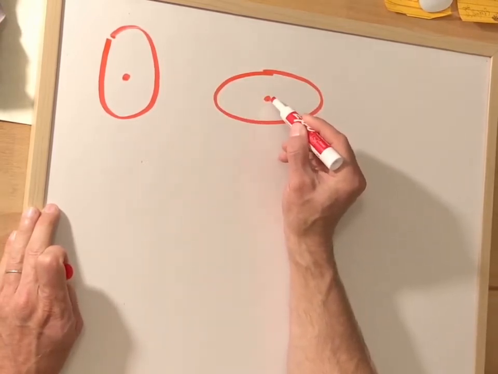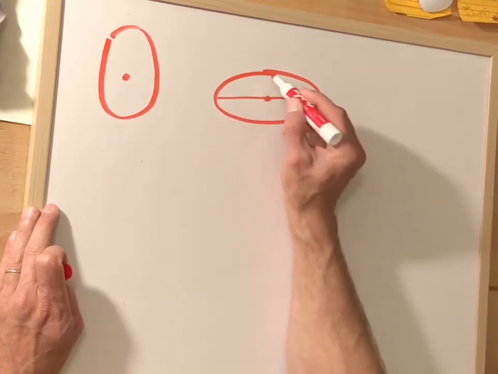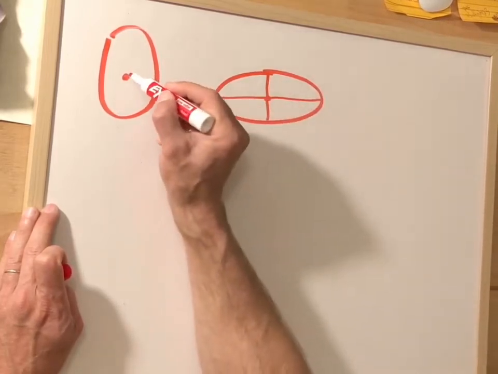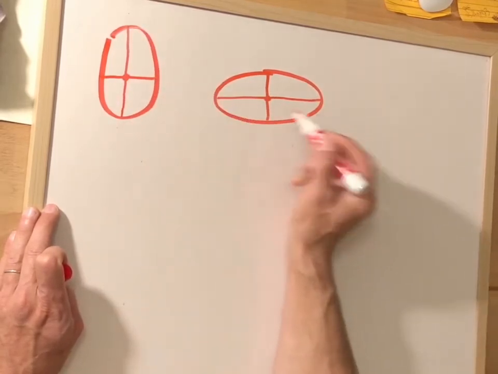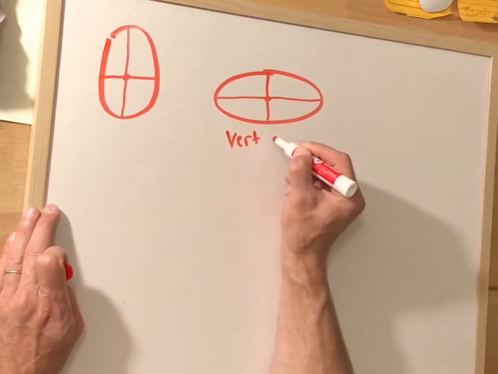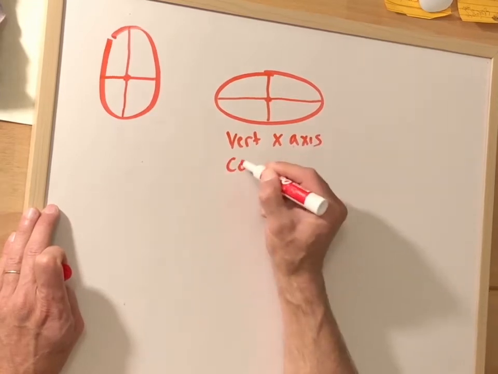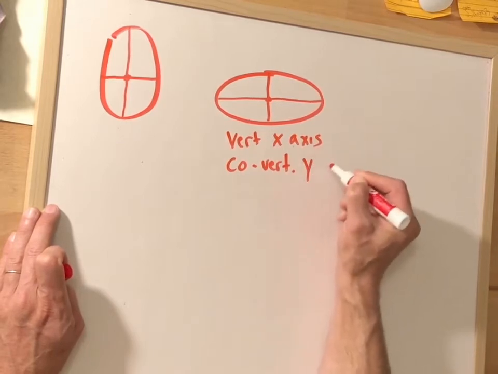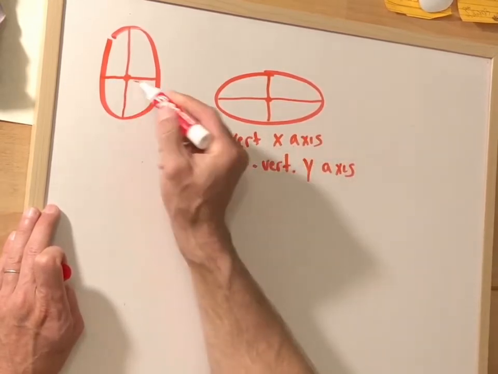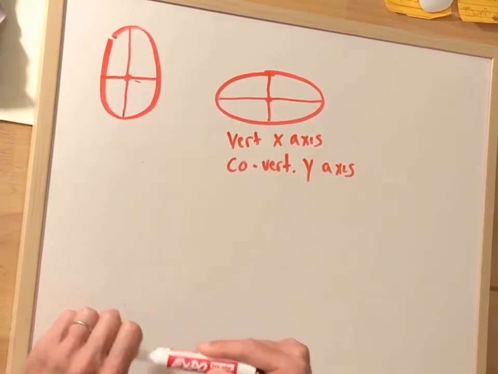called the longest part of the ellipse is called your vertice. And this would be called your covertice. So this is your vertice, and this is your covertice. In this situation, your vertice is along your x-axis, and your covertice is along your y-axis. And it's opposite for this. Your covertice is your x, your vertice is your y-axis.